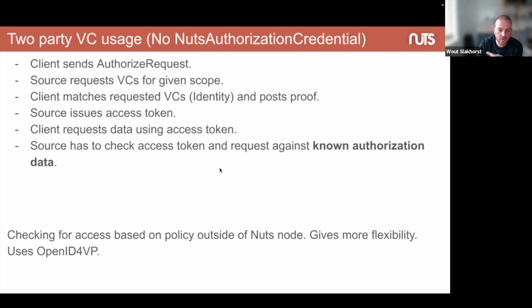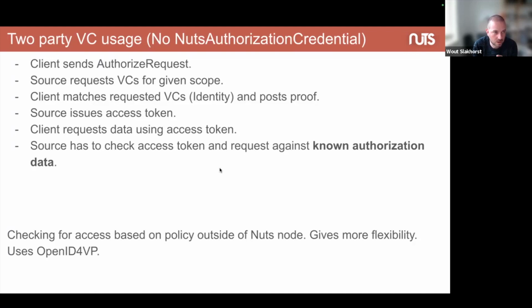So if you look at the flow, that's what we're promoting for version 6 and beyond. If there are no authorization credentials, how would it look? And keep in mind that we're using OpenID for VP for this as well. So what would happen is that a client will send an authorized request. This is a basic OAuth 2 authorized request. And in response to that, the source will request verifiable credentials for the given scope.